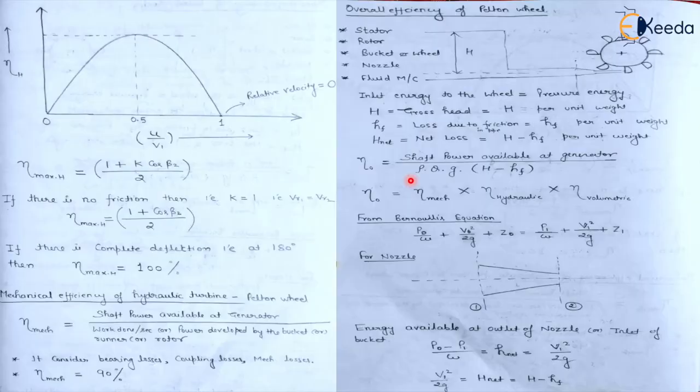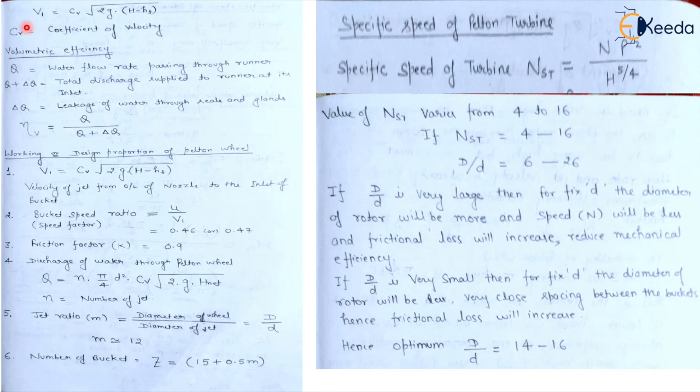You see in this case, this one is the nozzle, and if I apply Bernoulli's equation at the inlet and outlet of the nozzle, then we can write this equation like this, and we get v1 squared by 2g is equal to h net. So we get the value of velocity equal to Cv into square root of 2g into (H minus hf). This is the h net. Cv is the coefficient of velocity, which I have already explained, and this one is the volumetric efficiency.